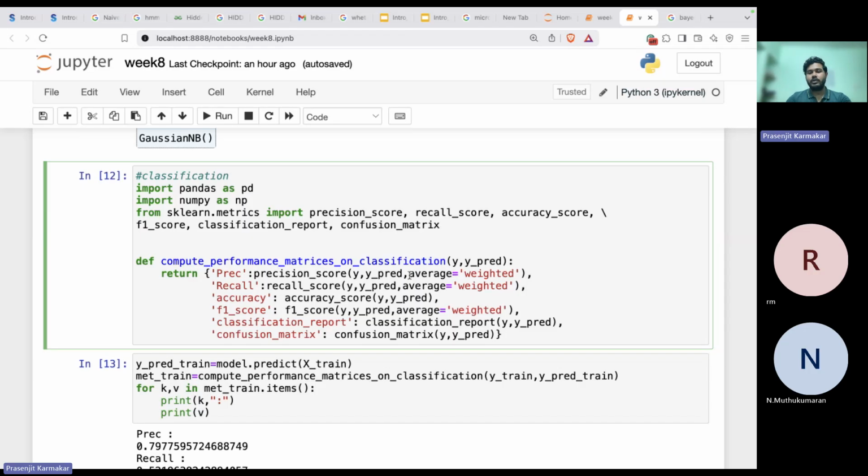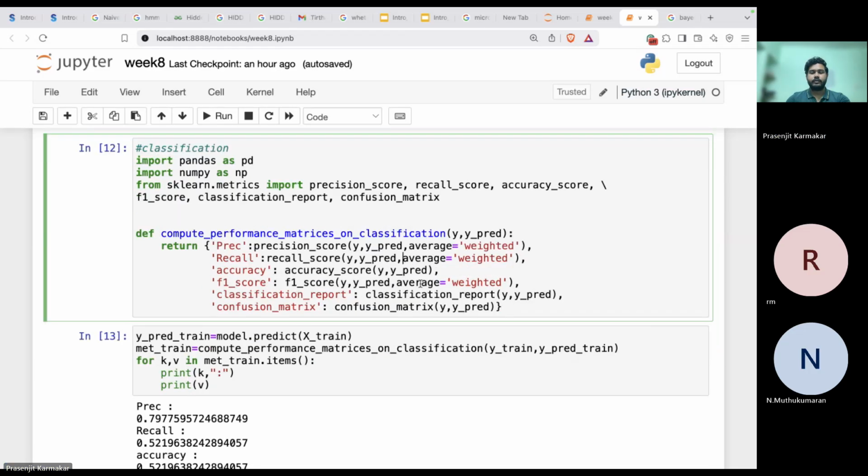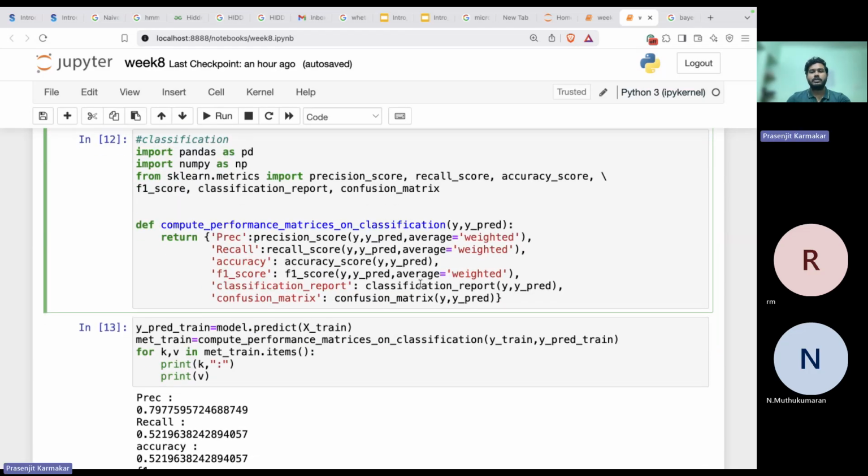By default, we go with the default average, but it varies based on whether you want to prioritize the binary class or not. Macro is sometimes also used. So macro basically prioritizes all the classes equally, whereas weighted factors in the number of samples you have per class.